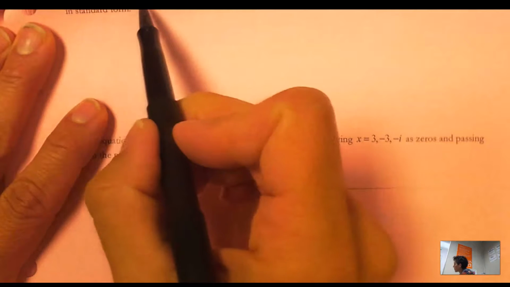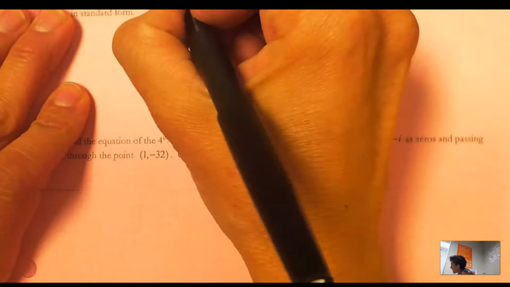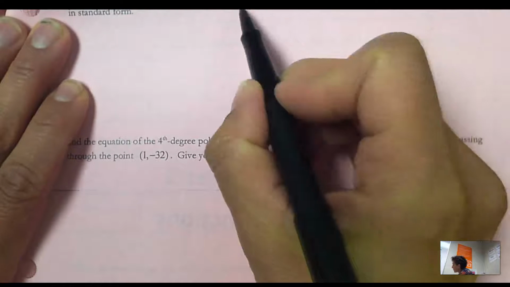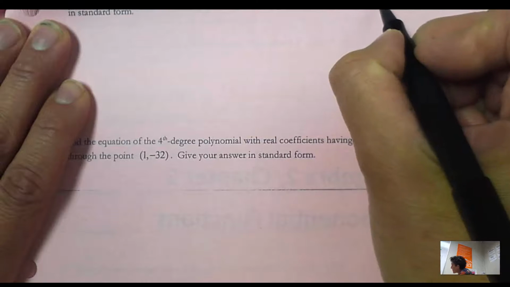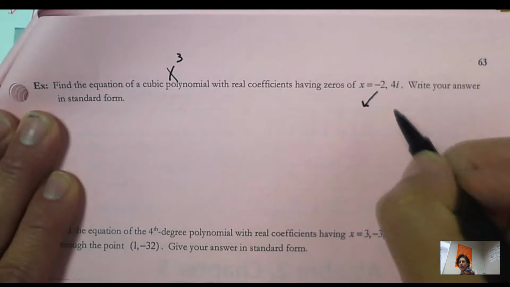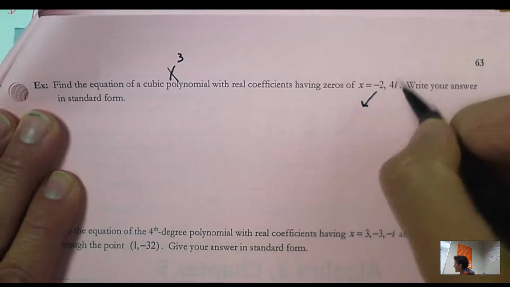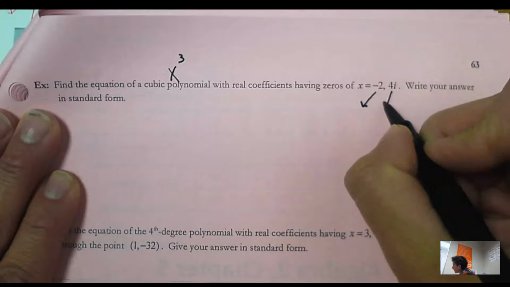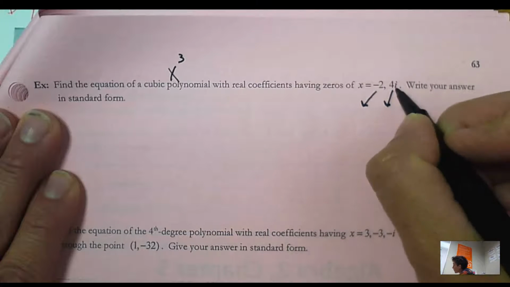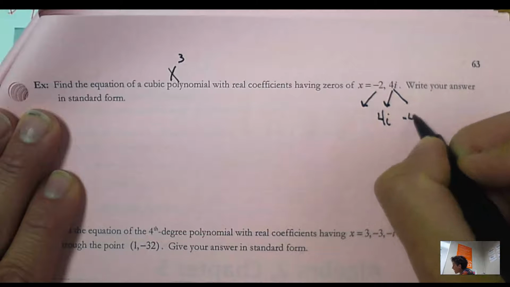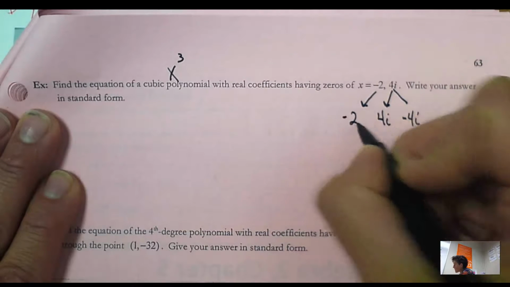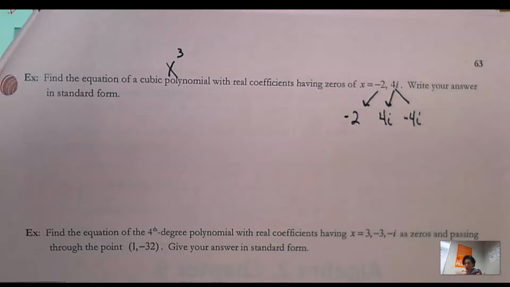So we're going to find the equation of a cubic polynomial, so the highest power is a cubed, with real coefficients that have zeros of -2. So this is 1, 0, and what the other side was saying is that if you have a zero worth 4i, then you actually have another zero that they're not going to point out to you of -4i. So that's what it's saying, all right?